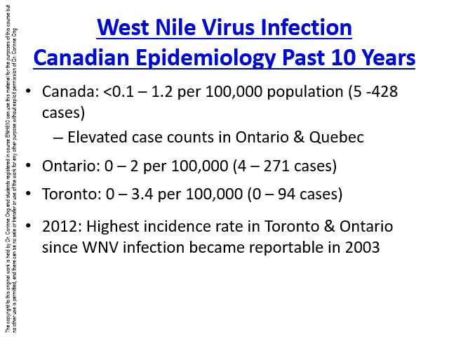Toronto actually had a slightly higher incidence rate than the rest of Ontario, and there have been nearly 100 cases per year during peak years such as 2012, during which the highest incidence rate was observed since West Nile virus infection became a reportable disease in 2003.